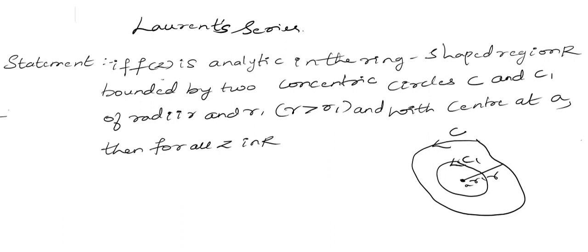Then for all z, it's clearly given f of z is analytic in the ring shaped region. So this is the annular region. This is the annular region of z. So this is the region where you have to find the function that is analytic by using Laurent series.